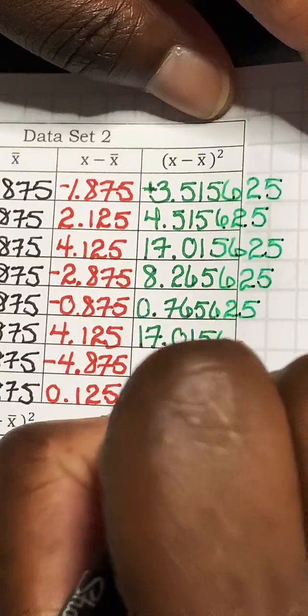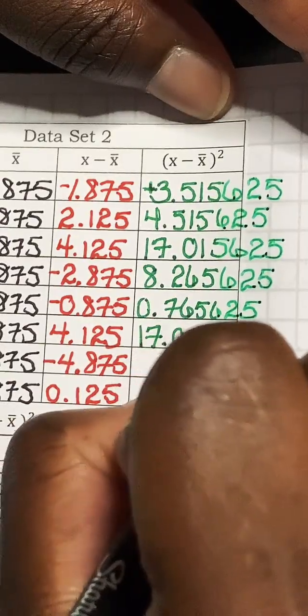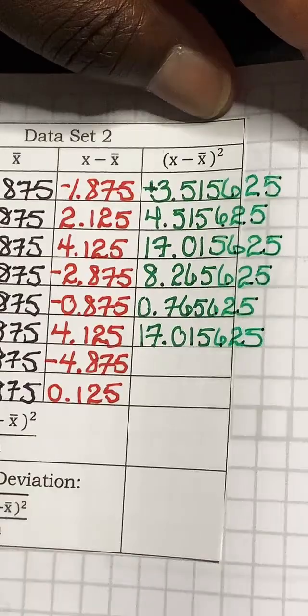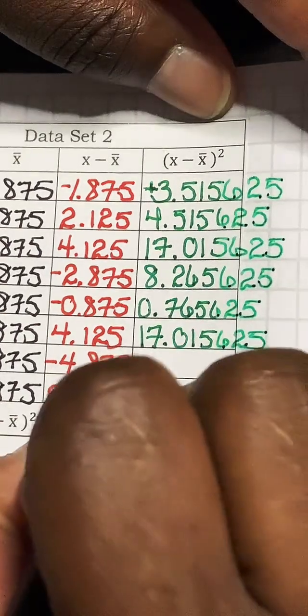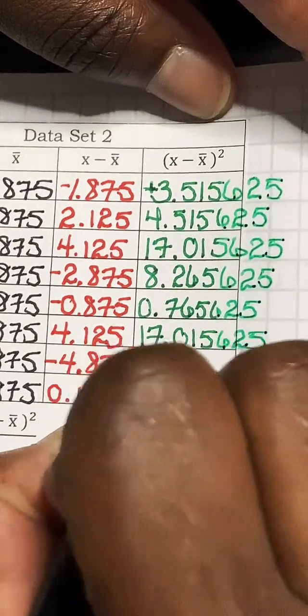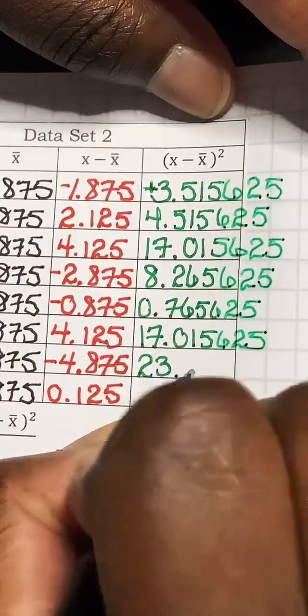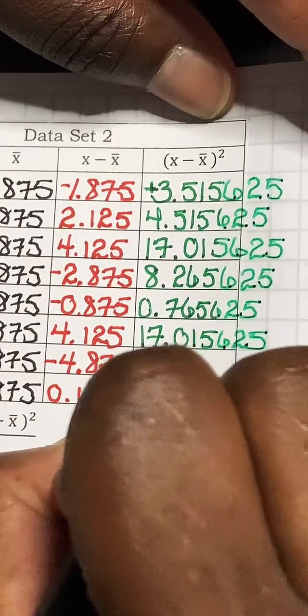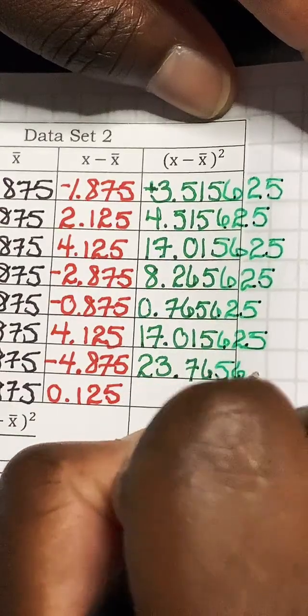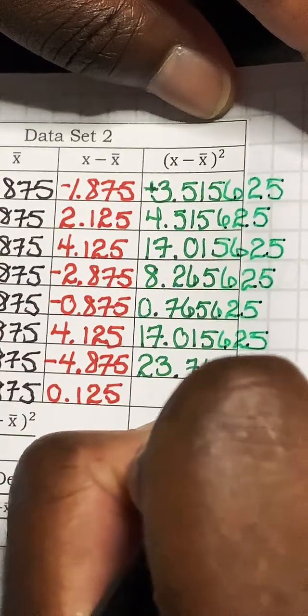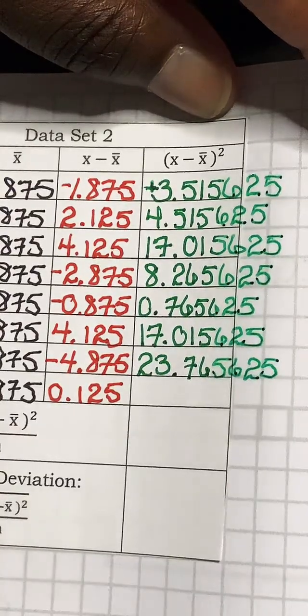So all we're doing is taking the numbers in red and we are squaring them. That's all we're doing for right now. Don't let the larger numbers intimidate you. The process is still going to be the same.